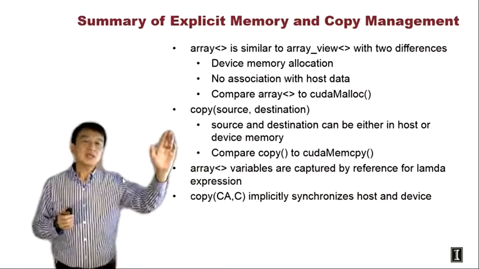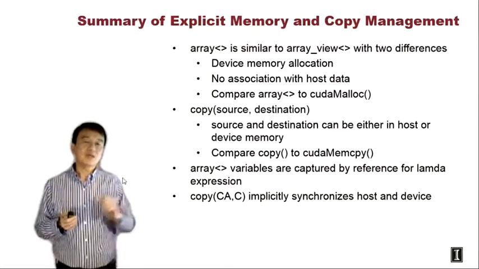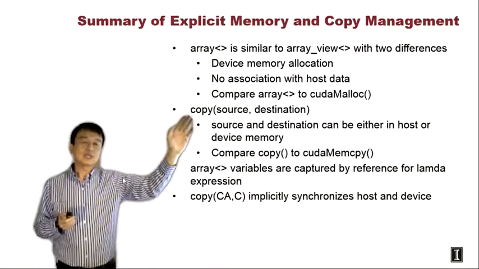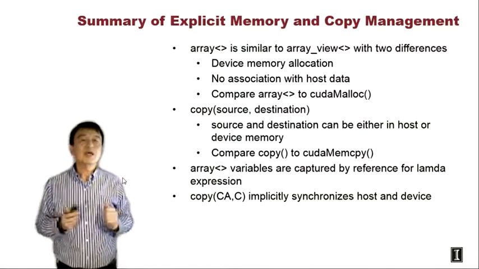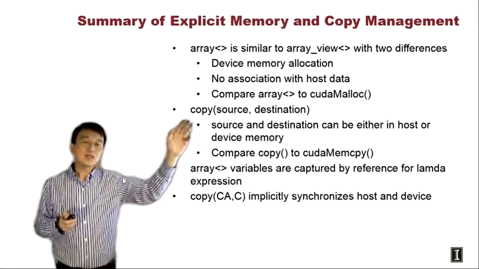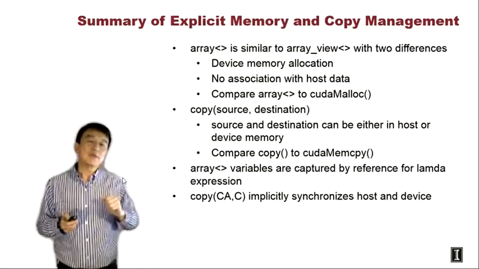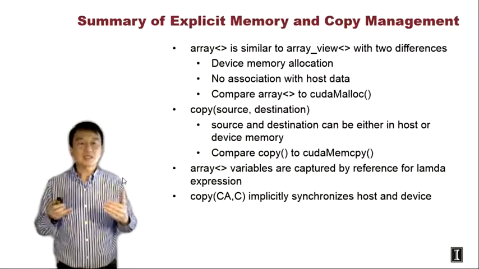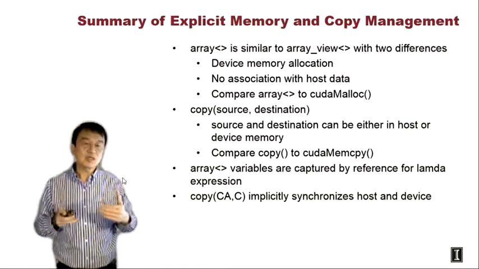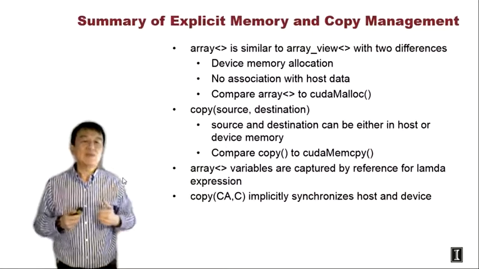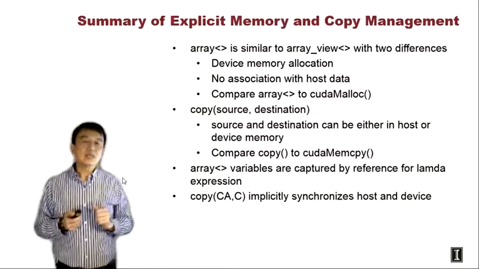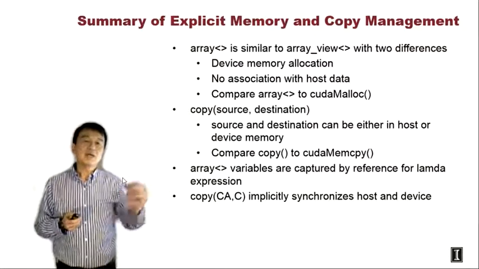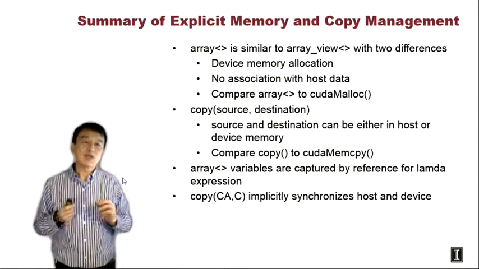The second point is the copy function. The copy function receives two parameters: one is the source and one is the destination. The source and destination can either be host or device memory. And this copy instruction is very comparable to CUDA memcpy. This is to explicitly instruct the compiler to generate the copy operations into the device or back into the host.